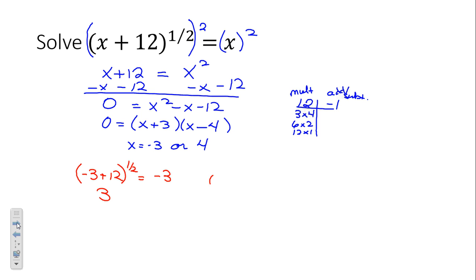4 plus 12 to the 1/2 power is equal to 4. What is 4 plus 12? And what's 16 to the 1/2 power? Yep, the square root of 16 is 4. 4 does equal 4, so we have our solution.